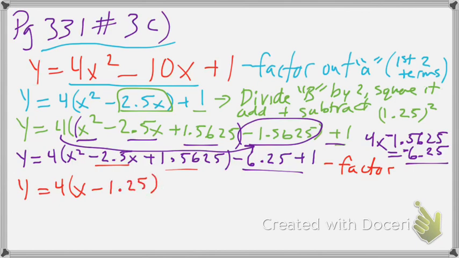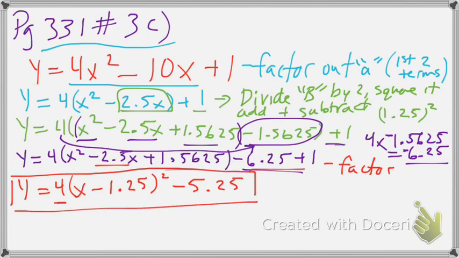Is it 1.25? Pretty sure it's 1.25. It was 1.5625. Yep. Squared, plus now this here, well, it's negative actually. Negative 5.25. So this is our vertex form now.